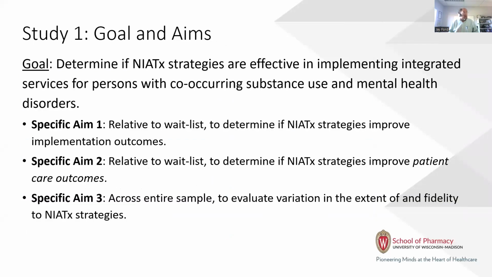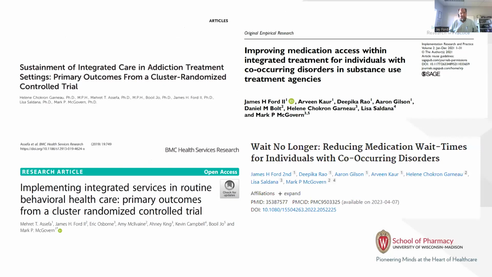The goals of this project were to see if the NIATEC strategies improved our implementation outcomes, which include the co-occurring capacity, if they improved patient outcomes, and to figure out the extent and fidelity to NIATEC's implementation strategies. Without getting into a lot of details of the results, we've been able to publish papers that show the impact of the work that we're doing.